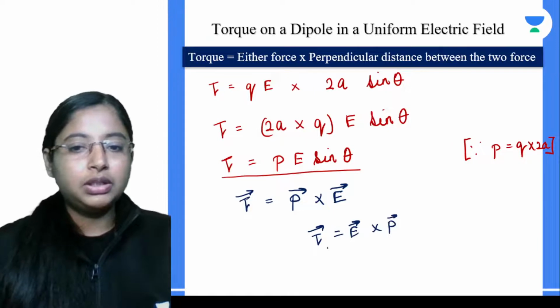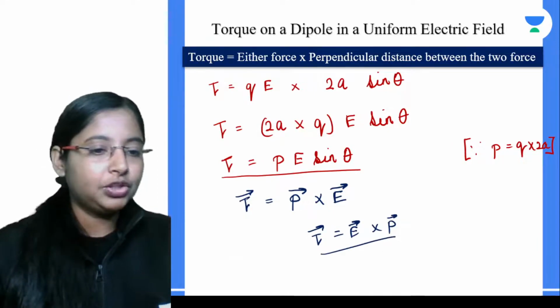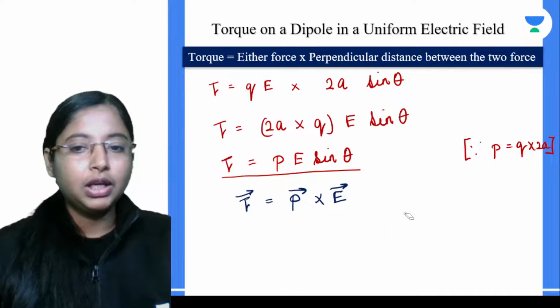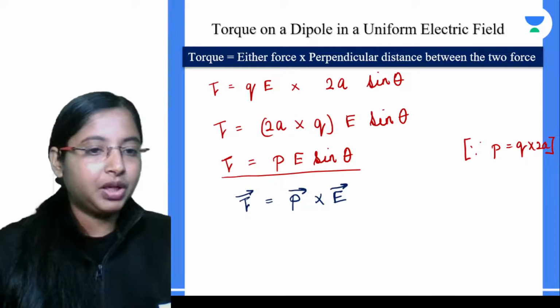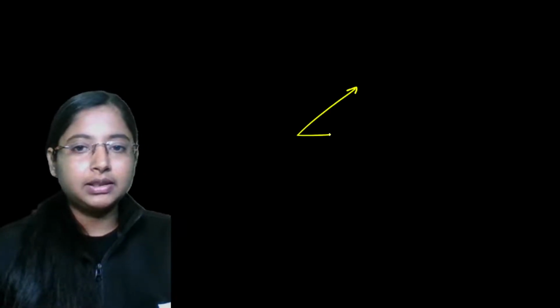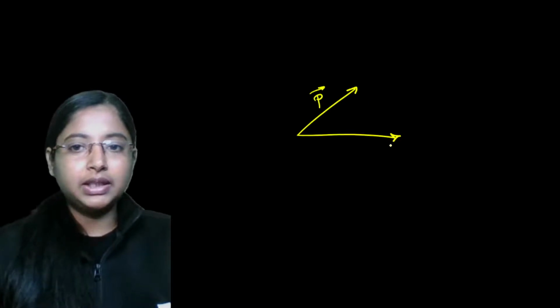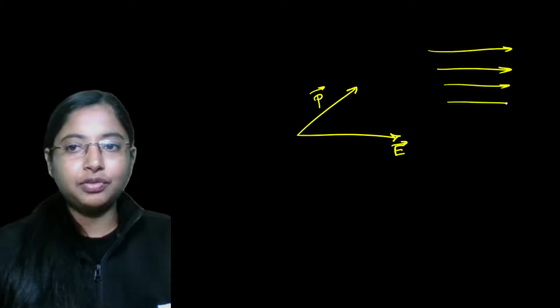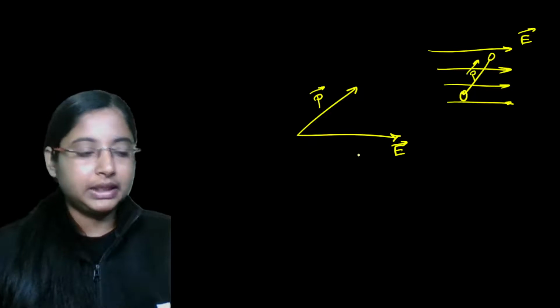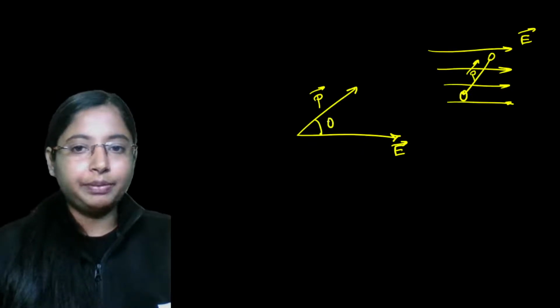Now there is obviously another question: why can't torque be E cross P? This depends on the direction in which the vector is moving. When you take a vector product, let's say these are two sides. Let's say this is the P vector and this is the E vector. We have electric field lines going straight, and in this field we have kept two charges where the dipole moment is placed at an angle, so there is an angle dependence here.